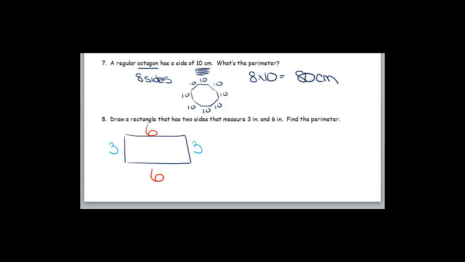3 plus 6 is 9, and then we have another 9, so that's going to give us a grand total of 18 inches. So, aside from just a couple tricks that you have to be on the lookout for, perimeter really should be easy. Just remember to add the sides of your shape. Good luck.